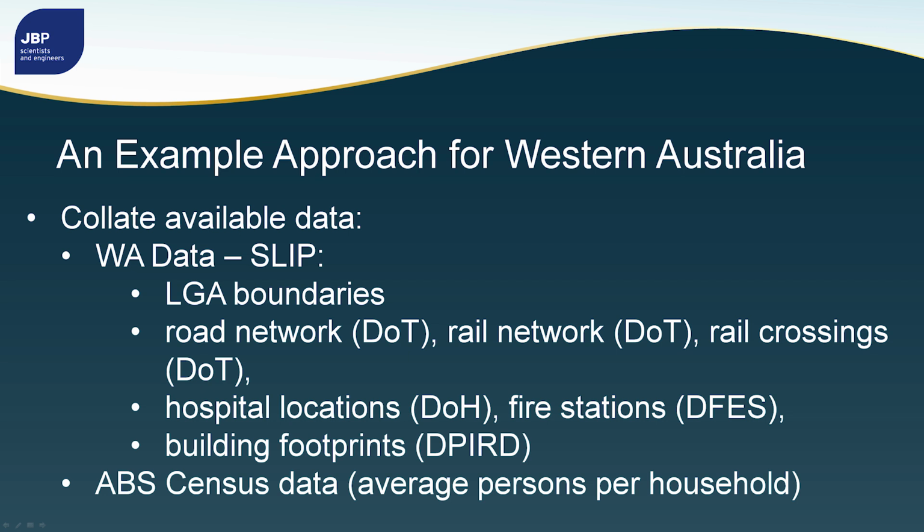They're probably within 3 years. Again, note that down in terms of when you download that data, how new it is. Get hospital locations from the Department of Health, fire stations from DFES, and then building footprints we get from DPIRD as well. So that's just residential buildings from those. And then we also get the ABS census data, and that's really important in terms of getting more information and building on statistics to provide to any clients.